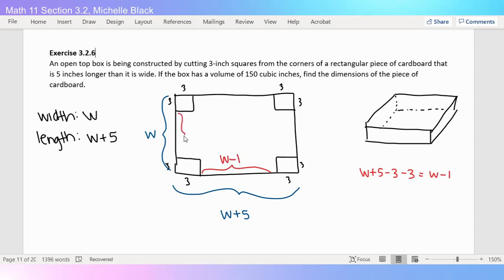And same thing for my width. I originally had length W, but now I'm just going to have W minus the 3 inches from each corner, or W minus 6. So here's our setup. We have a big piece of cardboard, W by W plus 5, but I cut out these 3-inch squares, meaning that the little piece I have left is W minus 1 by W minus 6.